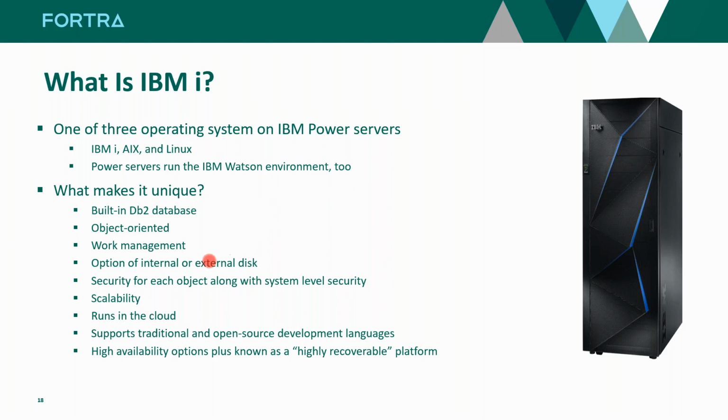The security on the OS is also oriented to the object. You have object security, but you also have system level security, which makes the IBM i highly securable. It's highly scalable. It runs in the cloud, so you can have a private cloud with one of these really big systems like the one we are seeing on the picture, or you can go to a public cloud, or you can do both and have a hybrid cloud.